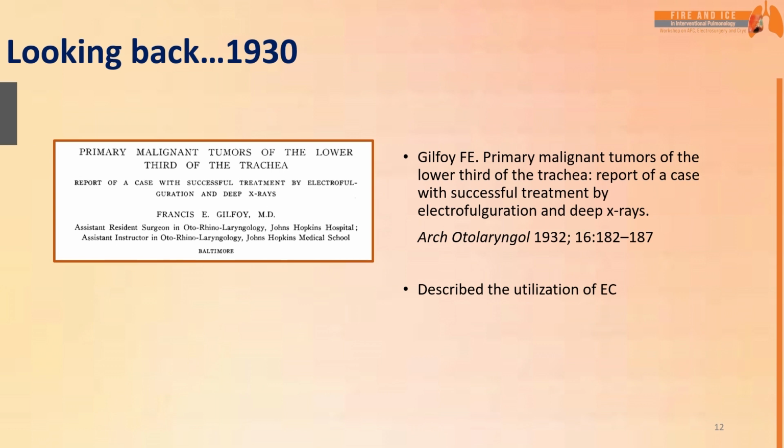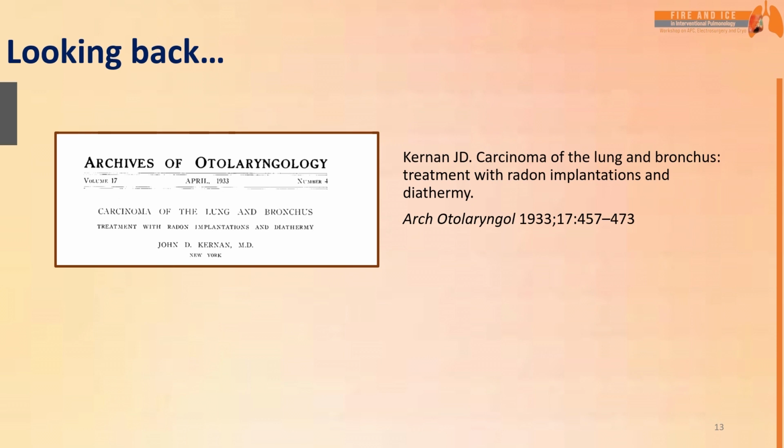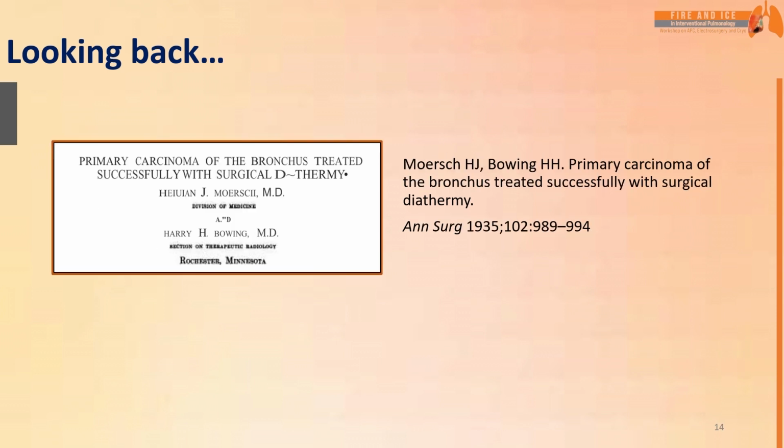Looking back, the first use of electrocautery for the management of tumor was published by Schaumann in 1913, when he removed a GI malignancy by using electrocautery. The use of electrocautery for the management of airway obstruction was first published by Guilfoy in 1932, where he debulked a malignant tumor from the lower trachea. In 1933, J.D. Kernan used the same method for management of malignant airway obstruction with surgical diathermy. And in 1935, Morse and Boeing reported another case for the management of airway obstruction by electrocautery.